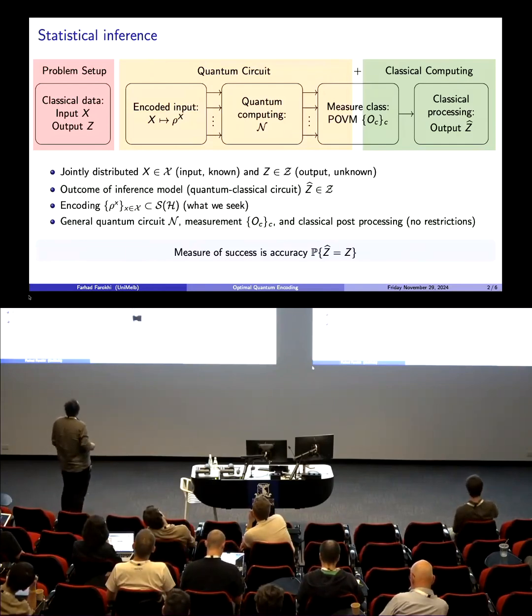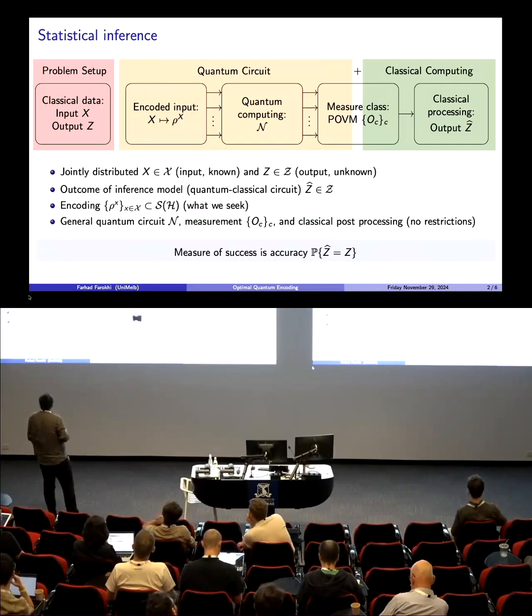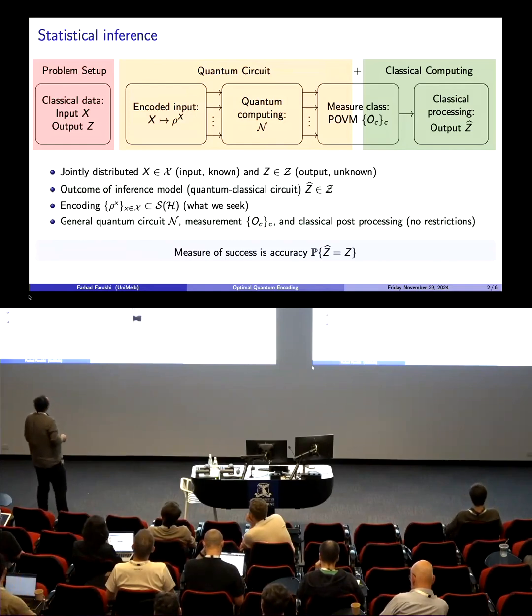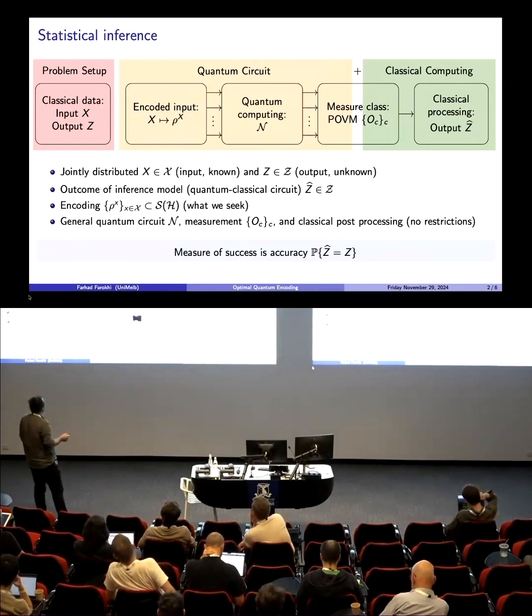So I'm going to make the problem setup a bit easier to understand. I'm going to assume that this X is a discrete random variable. It can be very large, but it's discrete. We know it. This Z is also a discrete random variable. We don't know it, and it's the outcome of the inference. This Z hat is our estimate.